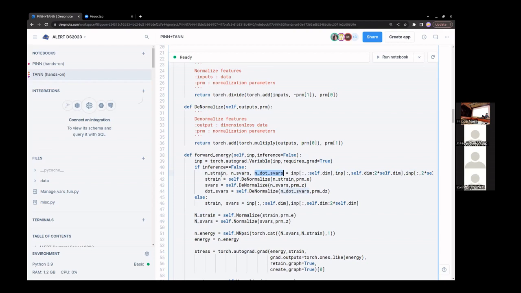What we do then, this m means normalized, is simply denormalize this quantity inside the neural network. So we have the normalized variable as inputs, we denormalize it inside the neural network, and now we renormalize it. It's quite smart. Do you have any idea why we are doing this?